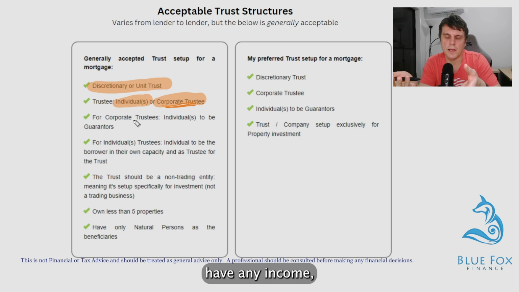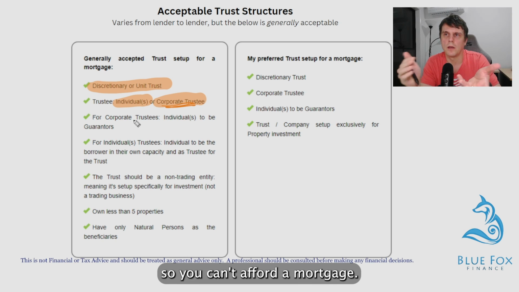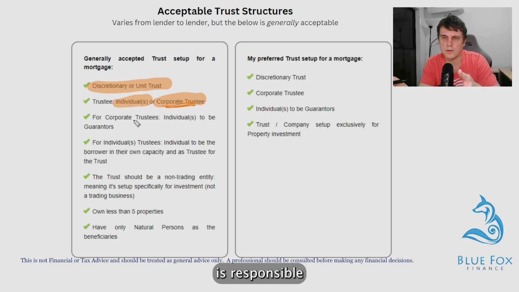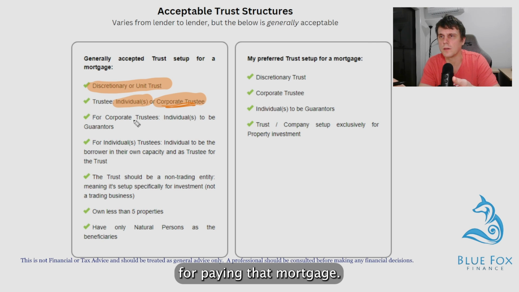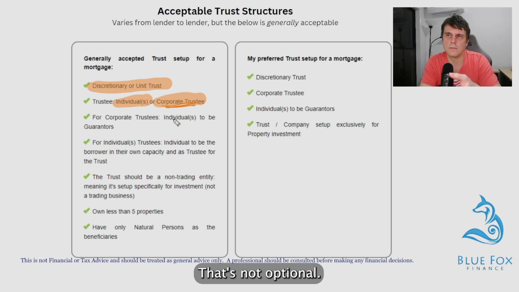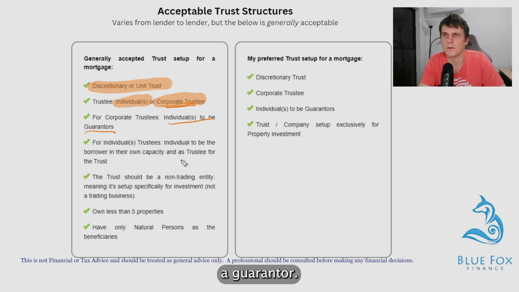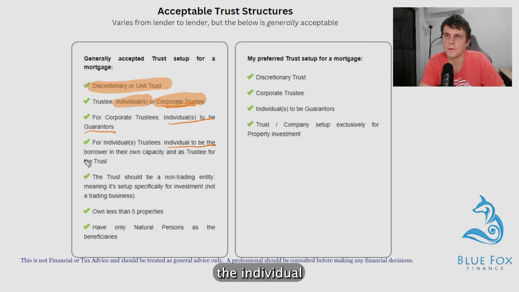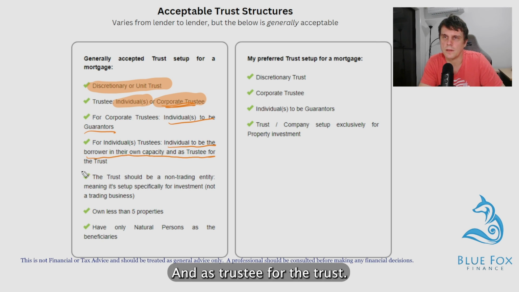You don't actually have any income, so you can't afford a mortgage. You add the individual as a servicing guarantor, which means the individual is responsible for paying that mortgage. That's not optional, that's just what it is. So you will end up being a guarantor. And here's what I was saying. Individual trustees, the individual must be the borrower in their own capacity and as trustee for the trust. So that's what we want to avoid.